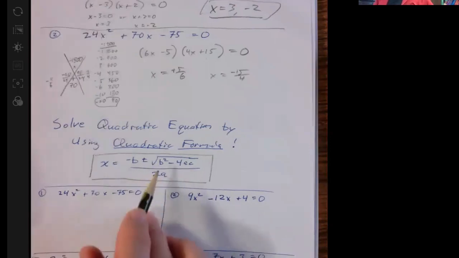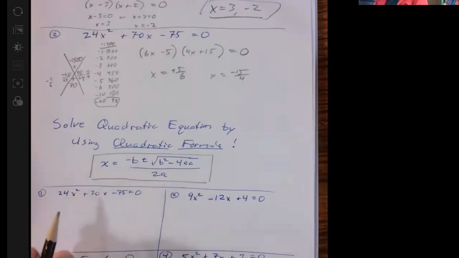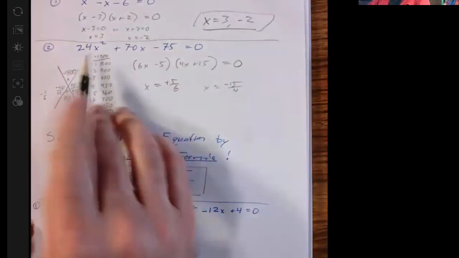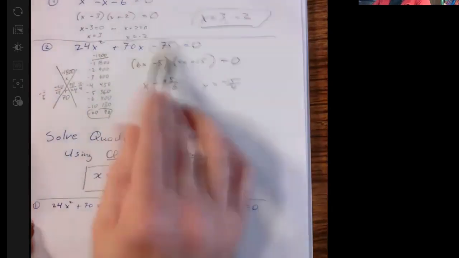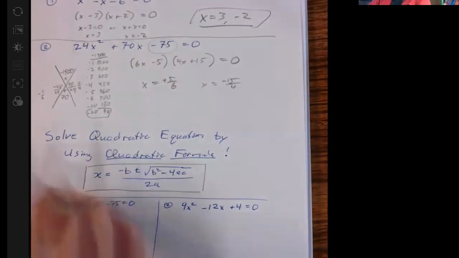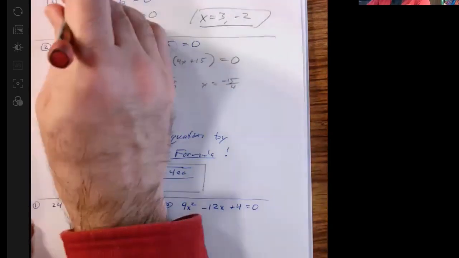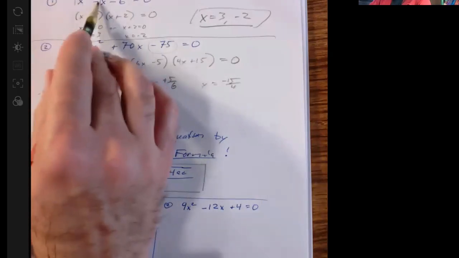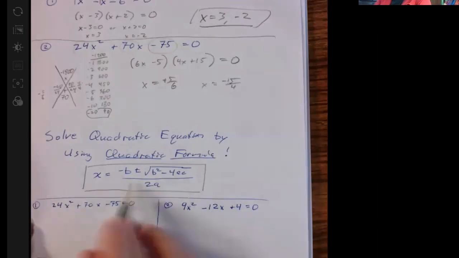So the question is, what are a, b, and c? I know what x is. That's the variable we're trying to solve for. But what are a, b, and c? A, b, and c are these numbers here in front of the problem. A is 24, b is 70, c is negative 75. In this case, there's nothing there in front of the x squared, so there's a 1. You can almost imagine a 1 there and a 1 there. A is 1, B is negative 1, C is negative 6. And all you do is find out what those are and put them into the formula.